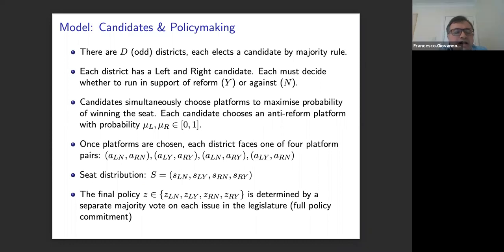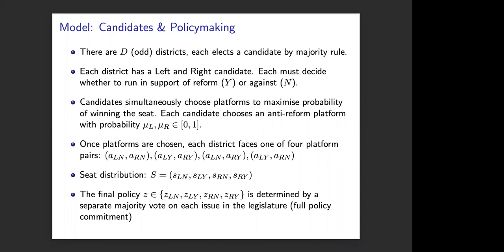Niall, can I ask for clarification here? Sure. Because the platforms are probabilities, when you talk about full policy commitment, what I would interpret that to be would be that if you're elected, you are pro-reform in the parliament with that probability, or against reform with that probability, not that you commit to one or the other, right? So how does this, maybe the timeline here is important.